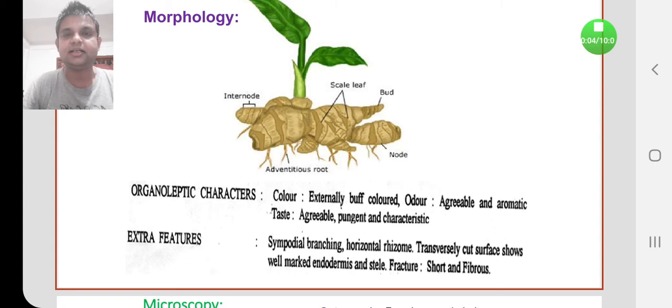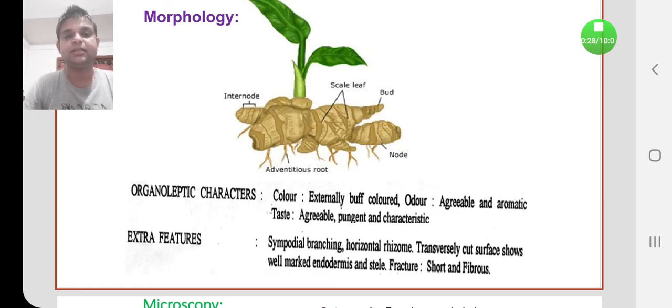So ginger is a well-known medicinal plant to all of us. I hope all of you have seen the ginger rhizome. Coming to the morphology of ginger. As you know, morphology means the examination of the external characters of ginger. In the ginger rhizome, you will find different characteristic features.